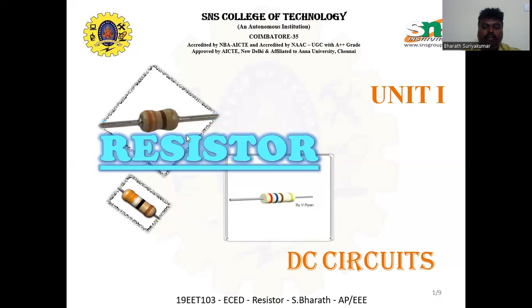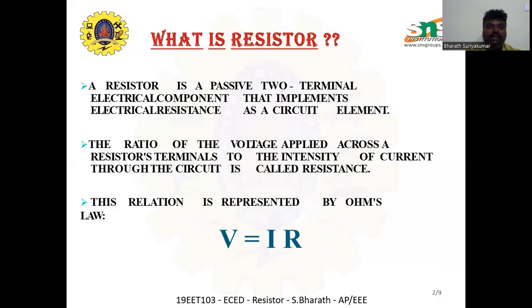Resistor. The name itself suggests something about this part of the network: it resists. So what is a resistor? A resistor is a passive two-terminal electrical component that implements electrical resistance as a circuit element. The ratio of the voltage applied across a resistor's terminals to the intensity of the current through the circuit is called the resistance.